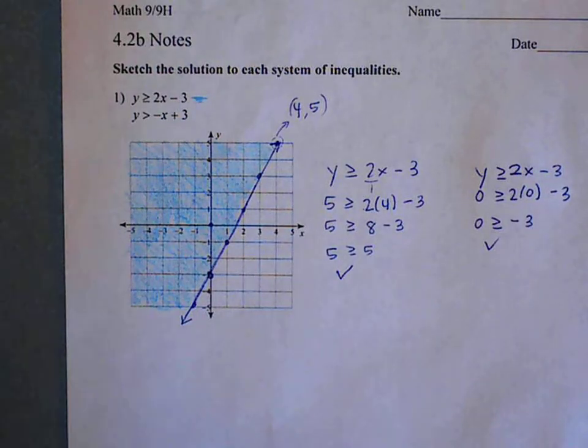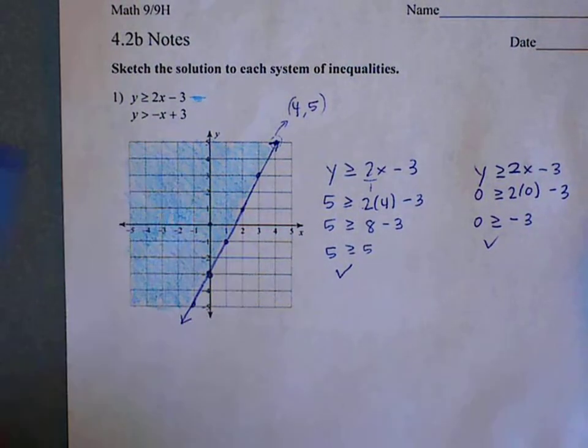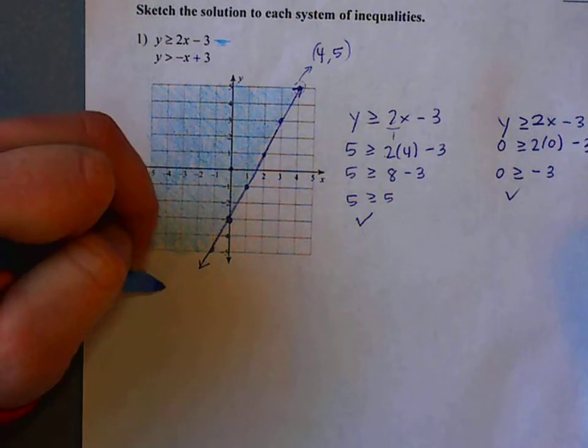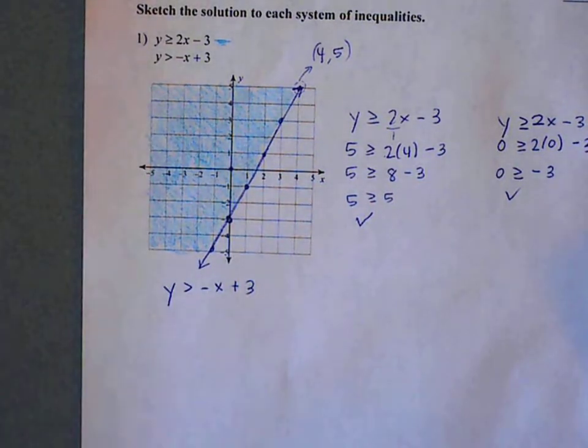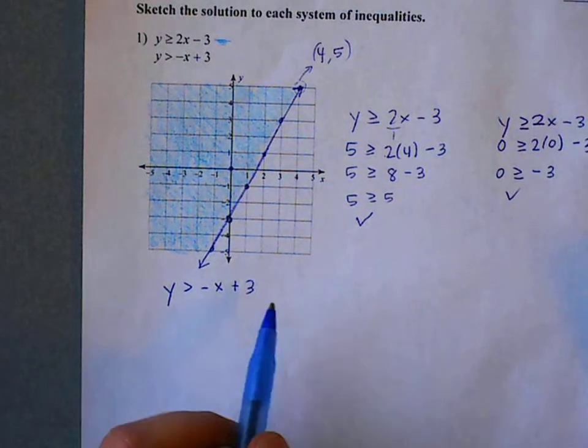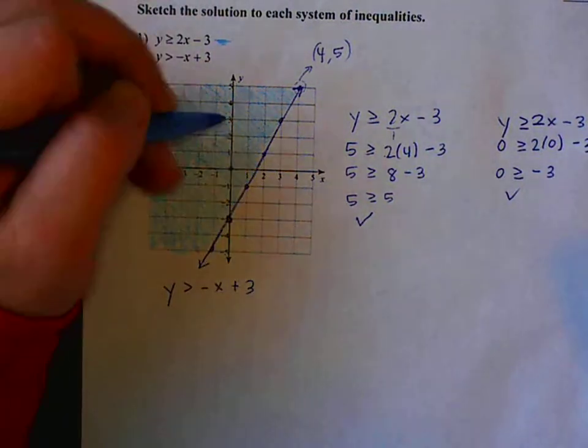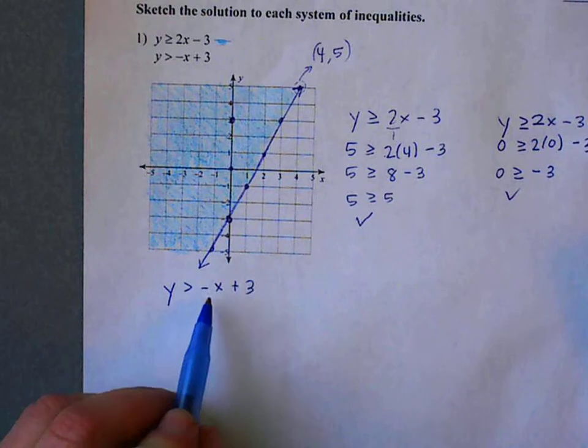Now, we're going to do the other one. So y is greater than negative x plus 3. I'm going to write that right here. I've got some space. y is greater than negative x plus 3. Now we're going to graph that like we normally do. We're going to start at our y-intercept. I'm going to start at 3. Now, what's the slope on this one?